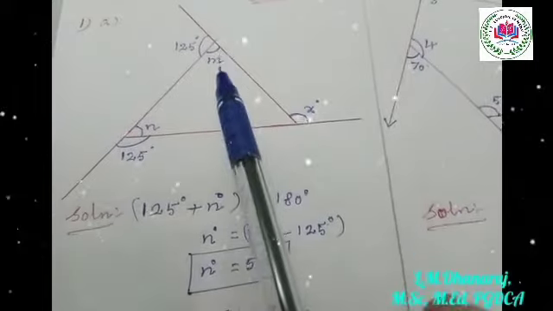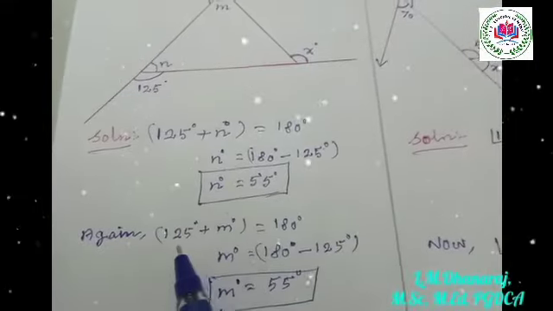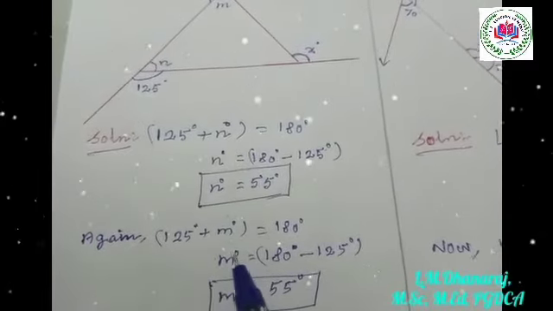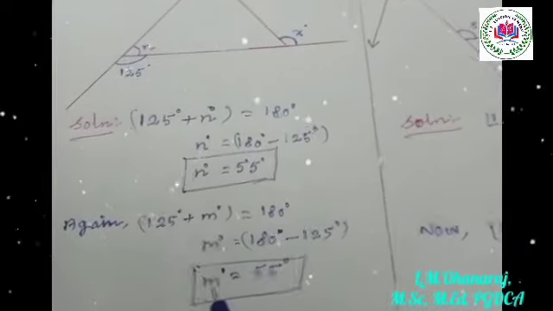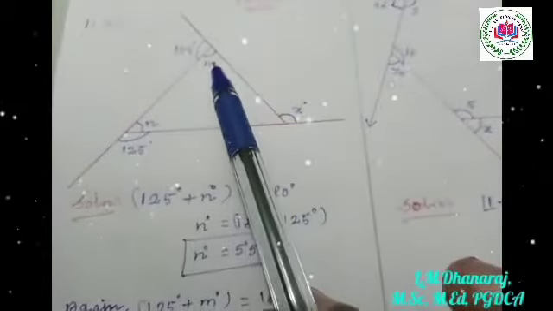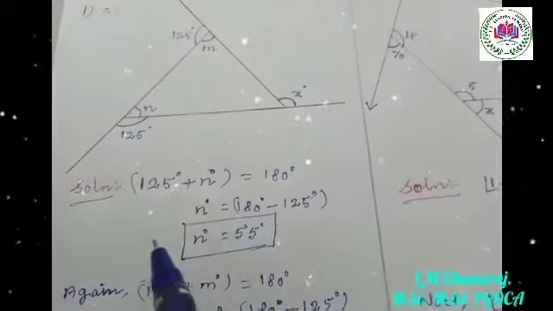Now let us consider m and 125. So 125 degrees plus m degrees is equal to 180. So m degrees is equal to, it's like the previous one, 180 minus 125, which gives m is equal to 55 degrees. So we have found both m and n. These are the two interior angles.